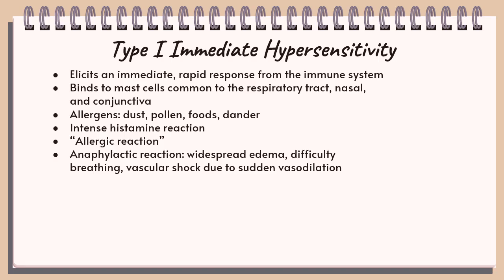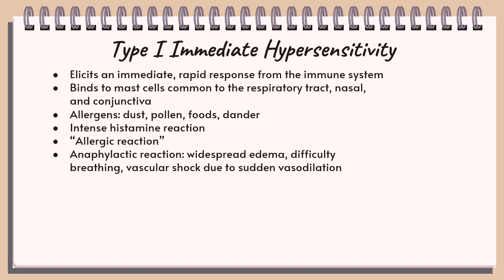And you'll definitely see the difference between a regular allergy of, oh, I'm just a little stuffy because there's dust in the air, and this immediate hypersensitivity, right? It's an intense histamine reaction, allergic reaction. And this is where anaphylaxis can happen. Widespread edema, difficulty breathing, because remember, this is going to be the mast cells in the respiratory tract and the nasal tract, right? So all that swelling is going to happen there. It's going to make it difficult to breathe, and they might have vascular shock due to sudden vasodilation.